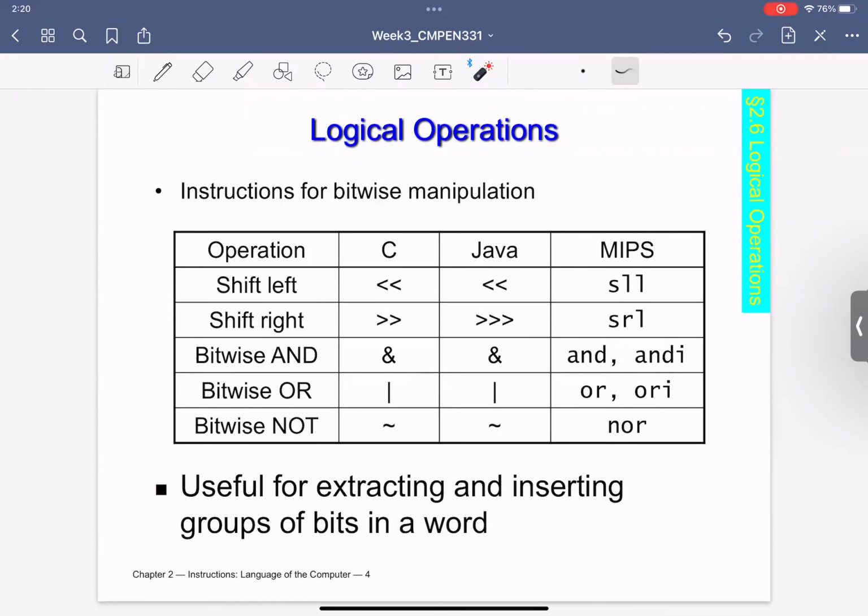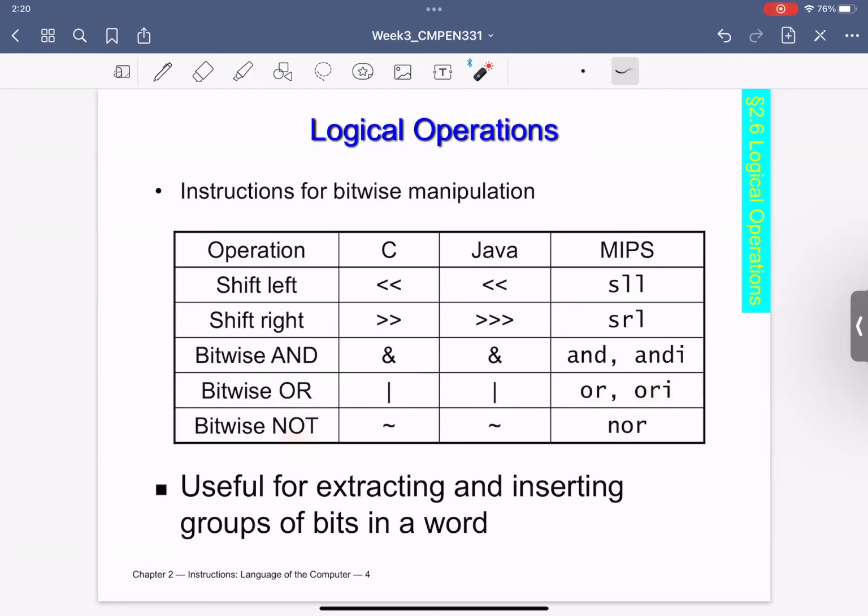So here, just for your reference, shift left in MIPS will be written like that. Shift left logical, shift right. Of course, in C or Java it will be like that, but in MIPS assembly it will be shift right logical. Bitwise AND in C and Java is like that, but in our case it is AND and ANDI, and we'll understand later on what this I means. The same with OR. This is in C and Java, but in MIPS it will be OR and ORI, and as I mentioned, we'll explain later what that I is.